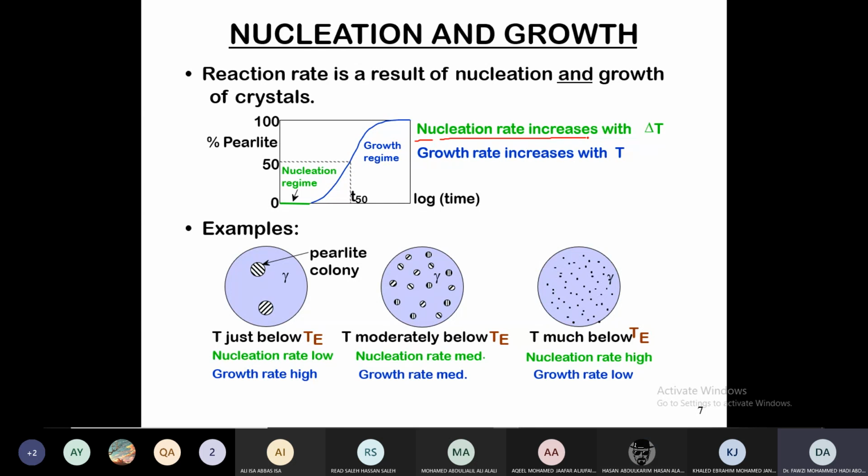The nucleation rate increases with delta T, as we have already mentioned, and the growth rate increases with the absolute temperature of the material. I am going to stop here. Next time we are going to continue from here.